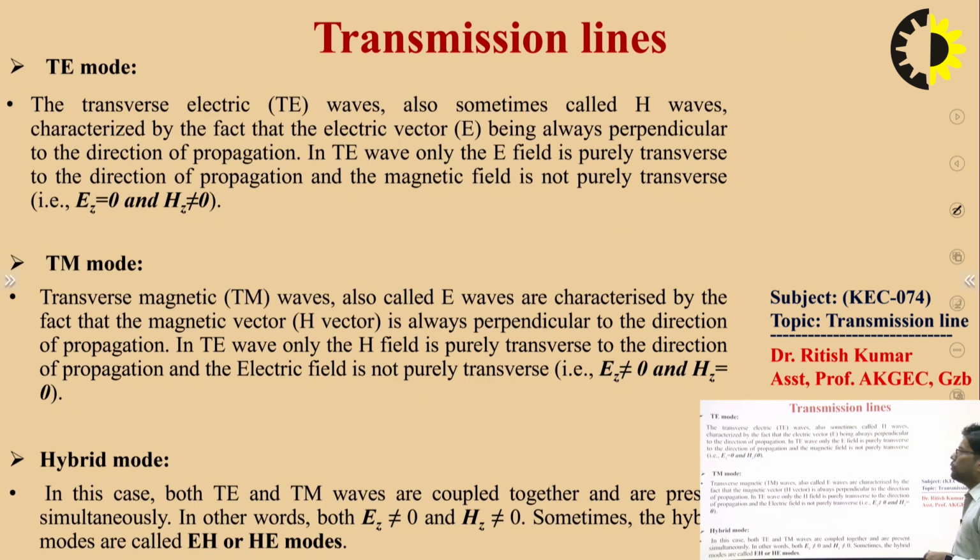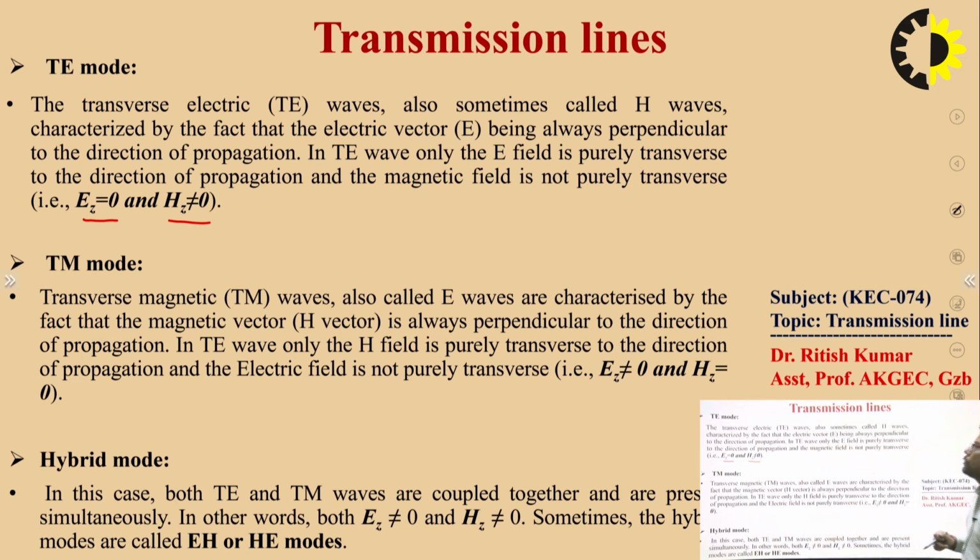TEM mode, transverse electromagnetic mode. Here you can see the transverse nature of the electric field will exist in the case of a transmission line if the propagation direction is the z direction. So the condition is that Ez should always be equal to 0, while Hz should not be equal to 0.